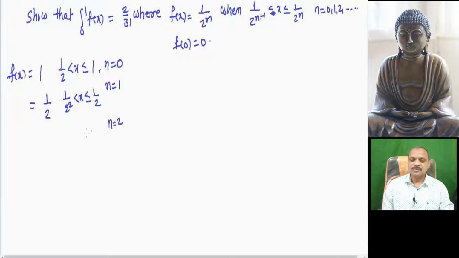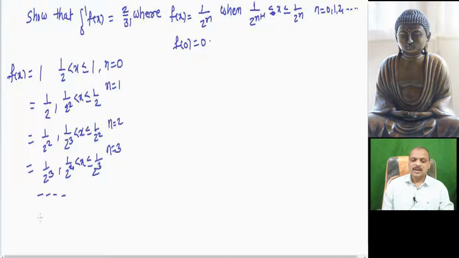N is equal to 1, we get f of x equal to 1 by 2. N is equal to 2, we get 1 divided by 2 square, and here for which interval, 1 divided by 2 cube less than x less than or equal to 1 divided by 2 square. N is equal to 3, we get 1 divided by 2 raised to 3, for 1 divided by 2 raised to 4 less than x less than or equal to 1 divided by 2 raised to 3. Likewise, it is 0 at x is equal to 0. So these are the values of the function.